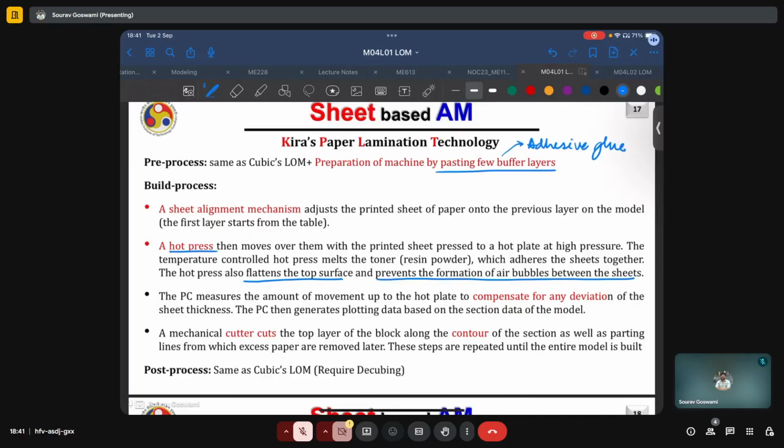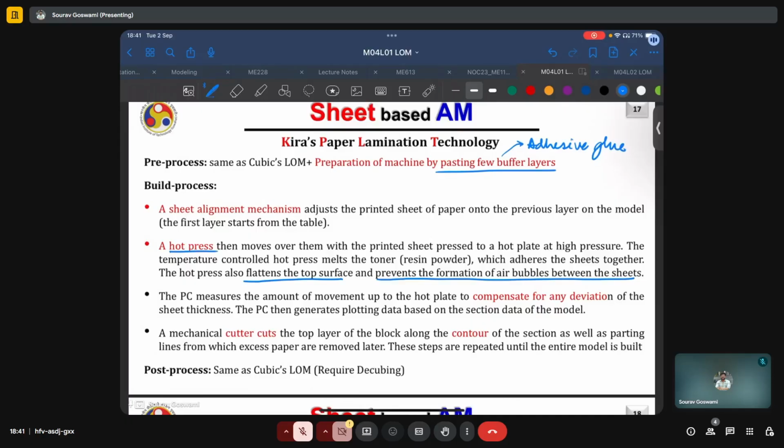The PC measures the amount of movement up to the hot plate to compensate for any deviations of the sheet thickness. The computer then generates plotting data based on the section data of the model. A mechanical cutter, which we know is just the knife, cuts the top layer of the block along the contour of the section as well as the parting lines from which the excess paper are removed later. These steps are repeated until the entire model is built.